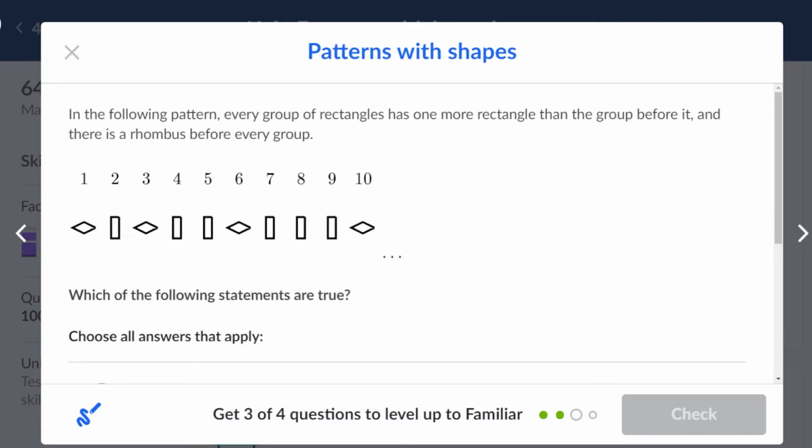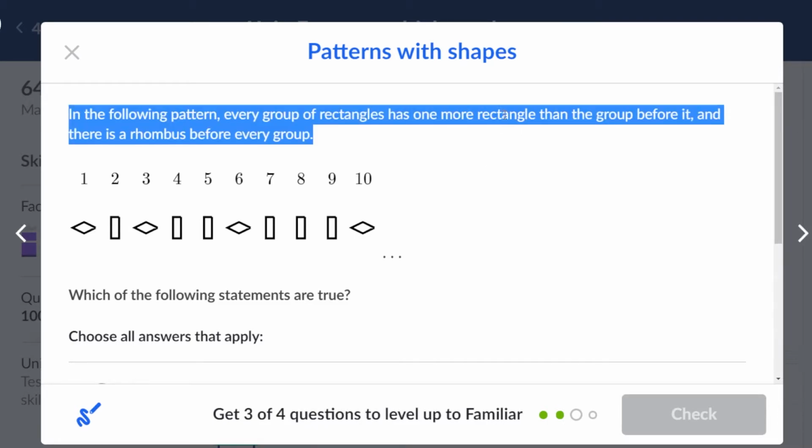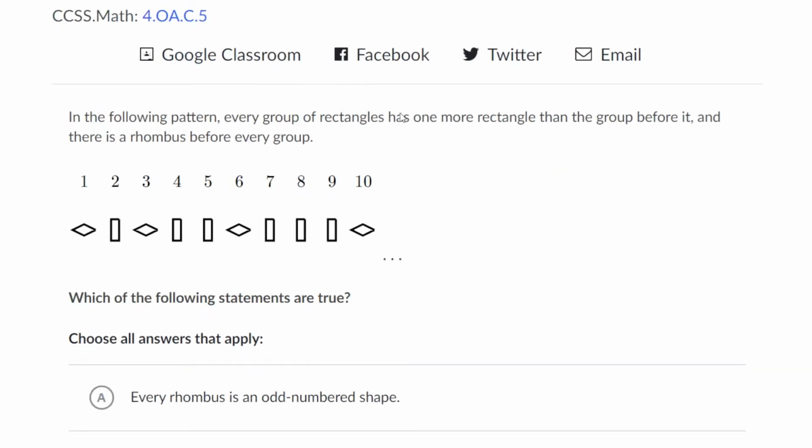In the following pattern, every group of rectangles has 1 more rectangle than the group before it, and there is a rhombus before every group. I like that we're throwing these words like rectangle and rhombus around. I know adults that don't remember what a rhombus is, and I know high school students who were taught it last week who don't know what it is. A rhombus is any four-sided figure that has all four sides the same length. A square is a type of rhombus, but you can also sort of flatten it out so long as the four sides are all the same.